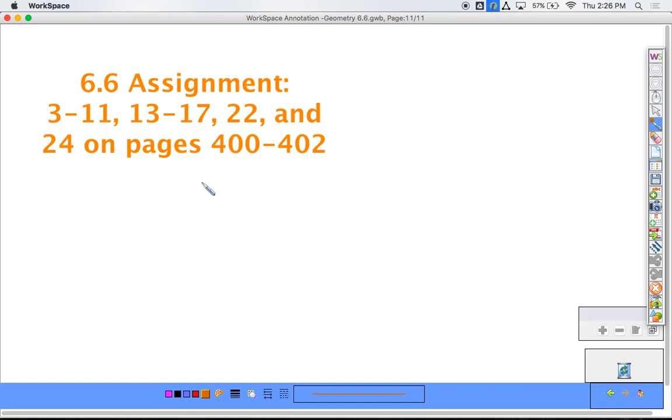That is going to be your assignment. As you work, make sure you're setting up your proportions, showing your work. 16 and 17 are going to take a little bit of effort. So get as much done as you possibly can, and definitely come with questions on Monday.